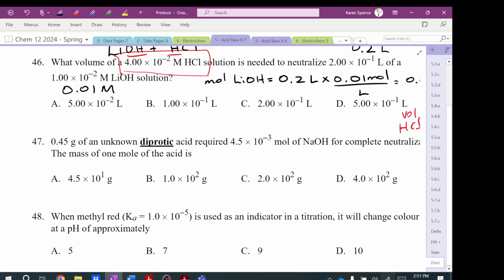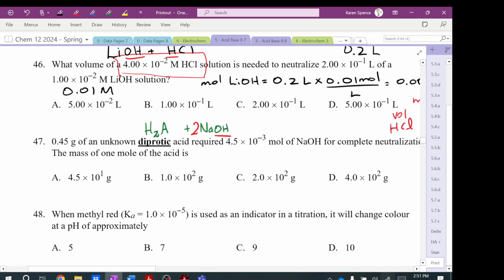Oh, diprotic acid. What am I going to call it? I'm going to call it H2A. And it's reacting with NaOH. This is multiple choice, so I do not need to write out the entire equation. Is that going to be a 1-to-1 ratio or a 2-to-1 ratio? 2-to-1, because we need to have 2 hydroxides to neutralize the 2 H's.